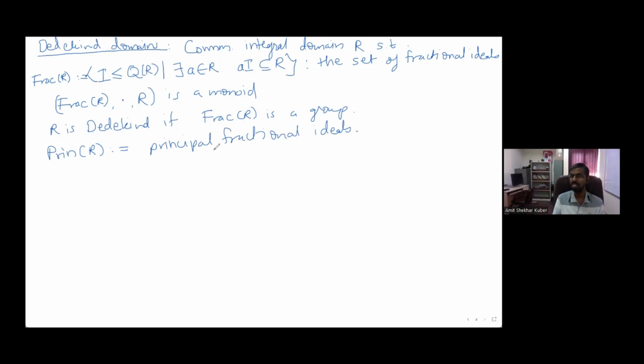Whenever Frac R is a group, then the principal fractional ideals also form a subgroup. We are interested in this quotient, Frac R modulo the principal fractional ideals, called the class group of R. So the class group of R is an important object of study in algebra, especially when you are talking about the rational numbers, which means algebraic number fields.